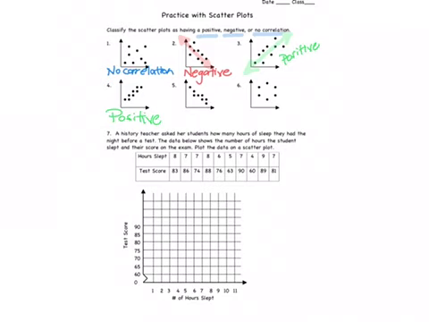If you move on to number 5, do the dots go uphill, downhill, or just are they in a random pattern? They go downhill, which means that there is a negative correlation.